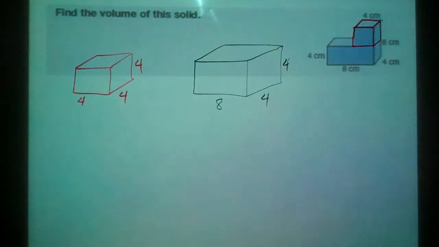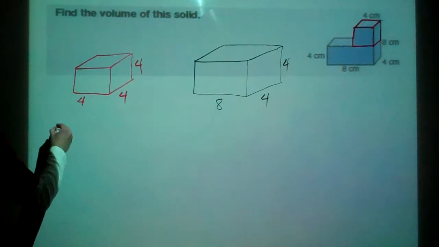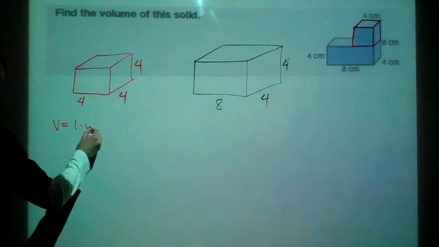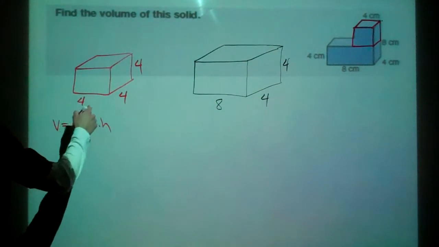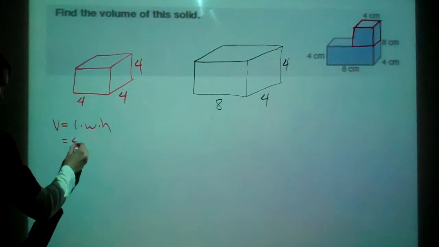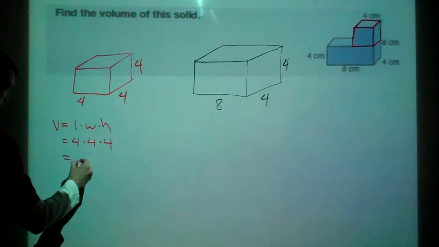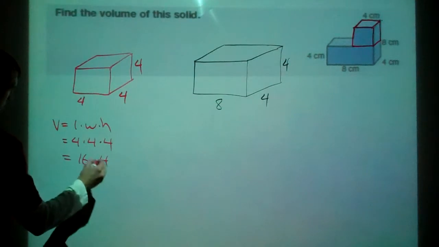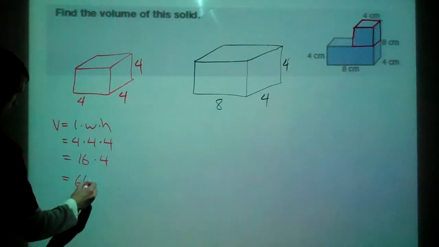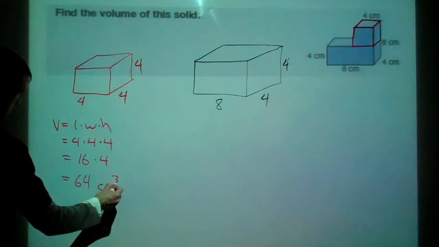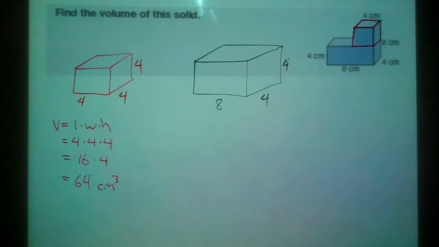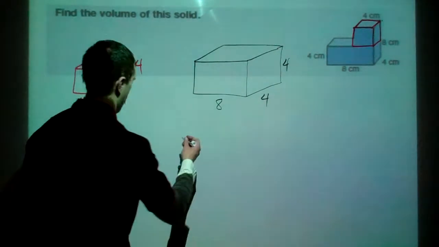Alright. So now to find the total volume, we find the volume for each, and then we add them together. Length times width times height, 4 times 4 times 4, which is 4 times 4 is 16, 16 times 4 is 64 centimeters cubed. So that's the volume of the top portion. Let's get the bottom portion.